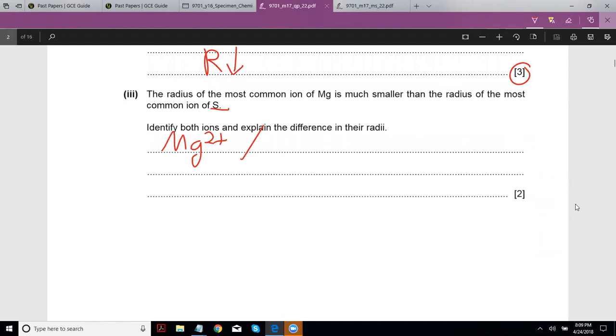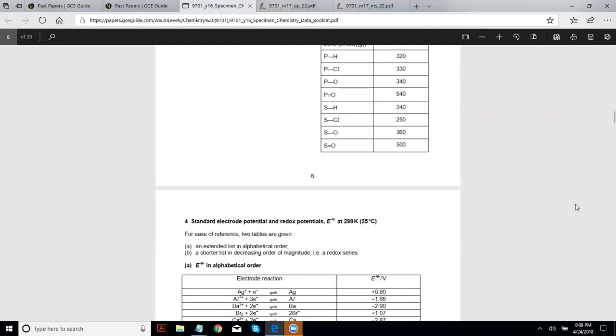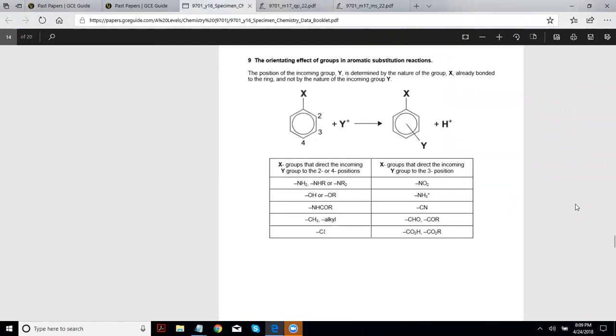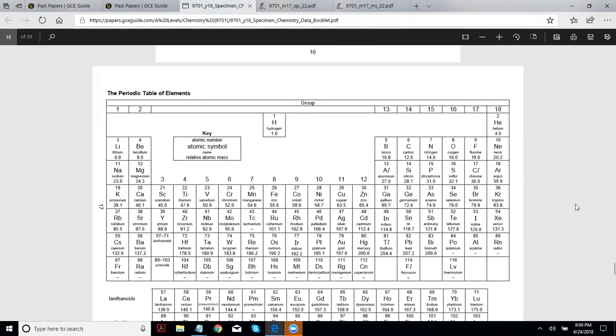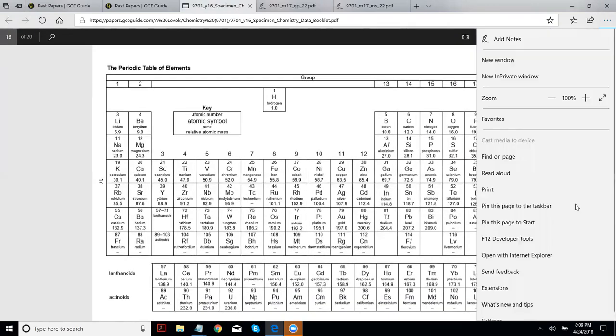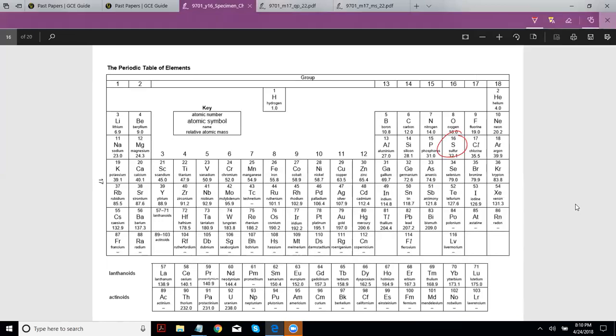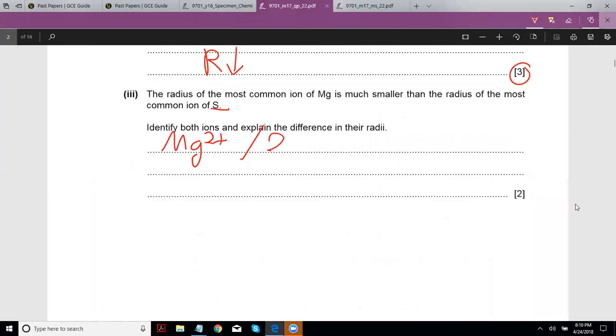वैसे sulfur किस group में होता है? It's group 6? Right. So sulfur is here, so it needs to gain 2 electrons to become like a noble gas, and that's going to be its most common ion, right? So sorry, मैं क्या लिख रहा हूँ? S 2 minus, right?